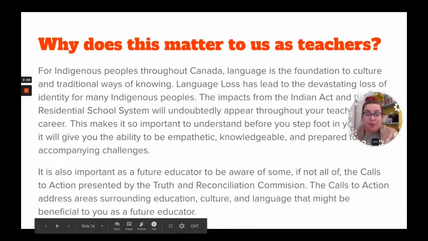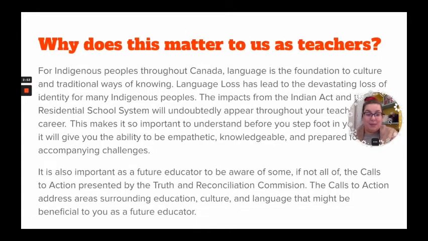It is also important as future educators to be aware of some, if not all, of the calls to action presented by the Truth and Reconciliation Commission. The calls to action address areas surrounding education, culture, and language that might be beneficial to you as a future educator.